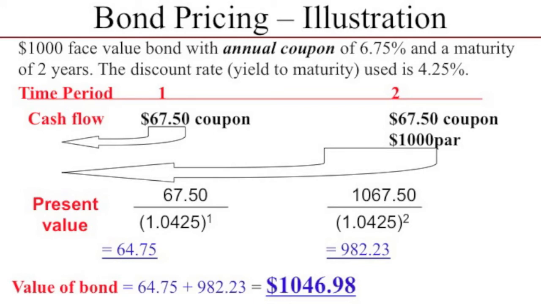Hence the present values of these two cash flows respectively are $64.75 and $982.23. Add them together, that's the present value of those cash flows. And that's the value of the bond. What we'd expect to pay for this bond, $1,046.98.